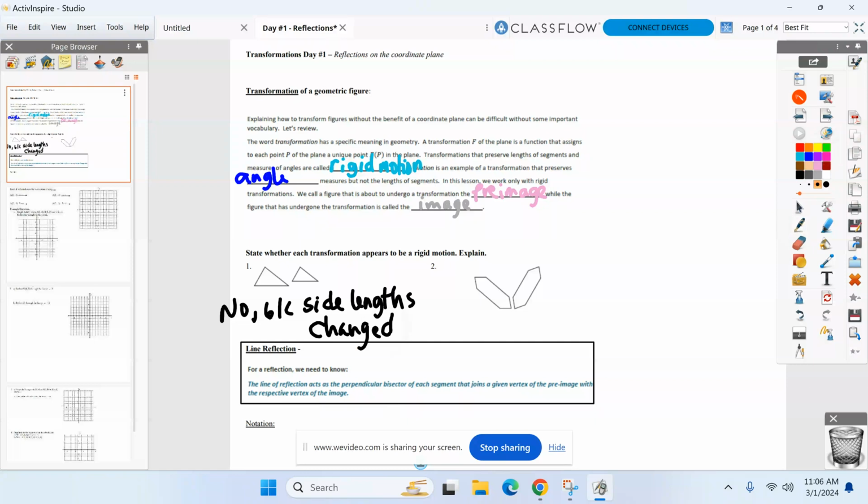What about the next one? One on the left is the pre-image. I moved it to the one on the right. Does it look like a rigid motion was performed? Yes, because side length and angle measurement look like they're preserved. So yes, rigid motion.